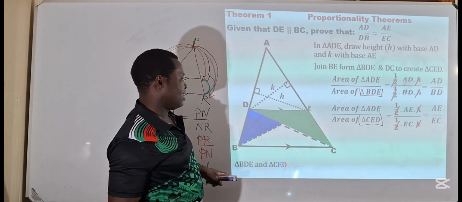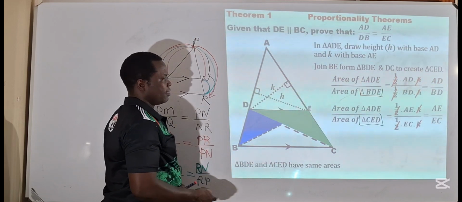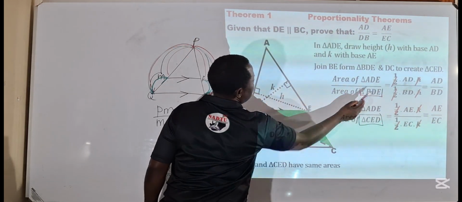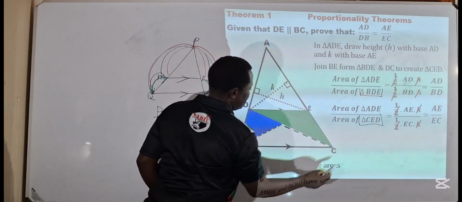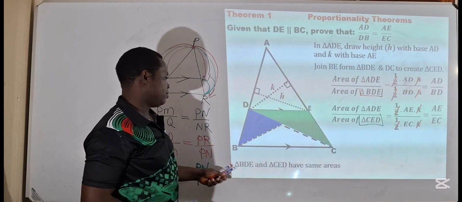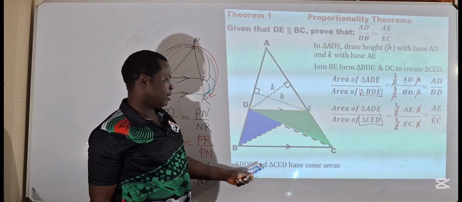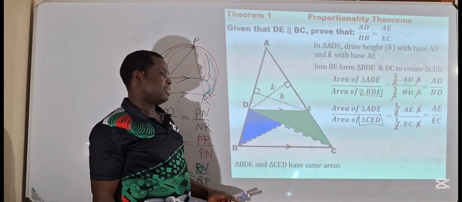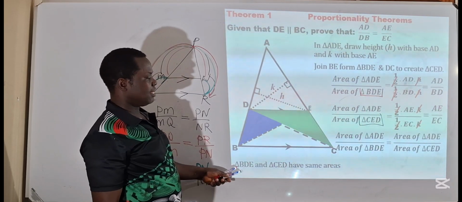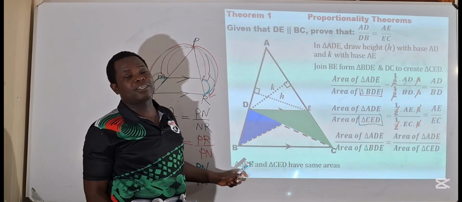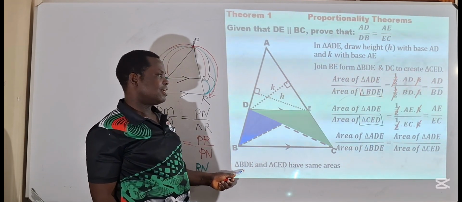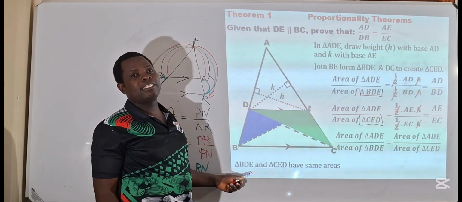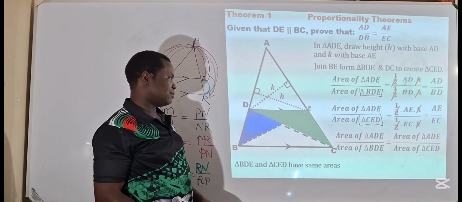So we indicate that here, that okay, the area of triangle BDE and the area of triangle CED are equal. Triangle BDE and triangle CED, they have the same areas. The reason is that, I did not write the reason here, but you can write it down. The reason is that they have the same height and the same base.